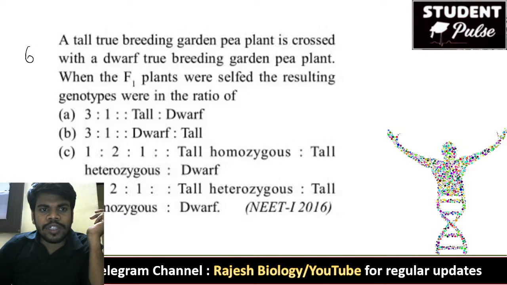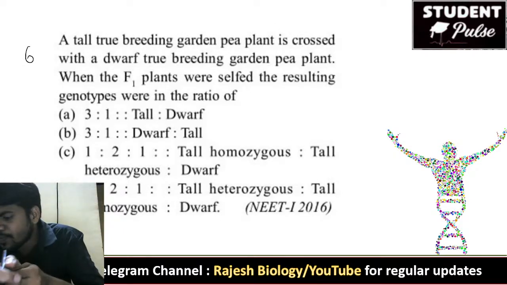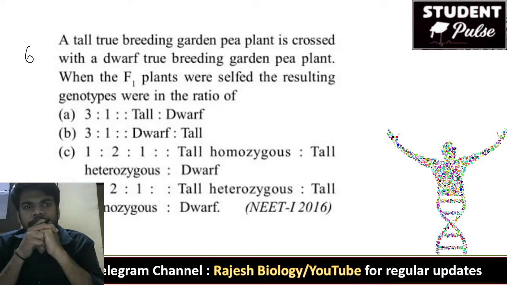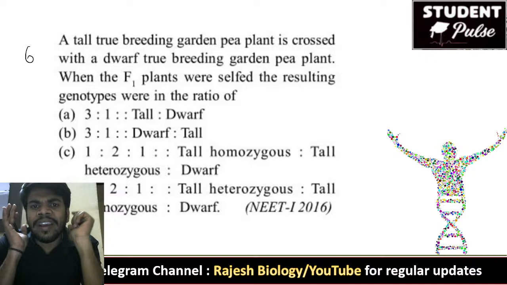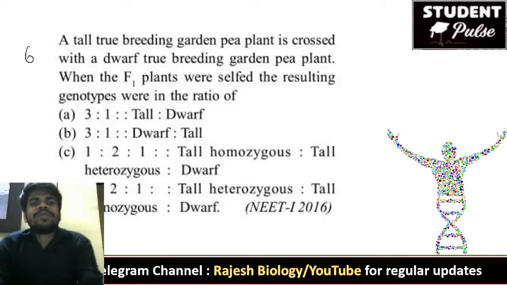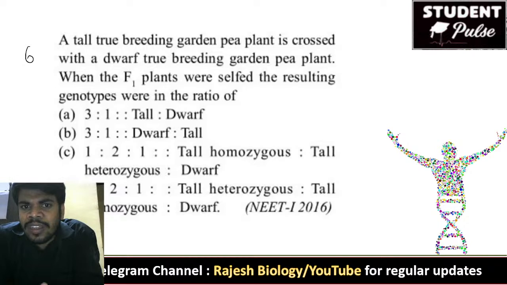Very good, Dinesh. Sixth question. A tall true breeding garden pea plant is crossed with a dwarf true breeding garden pea plant. When F1 plants were selfed, the resulting genotypes were in the ratio of.